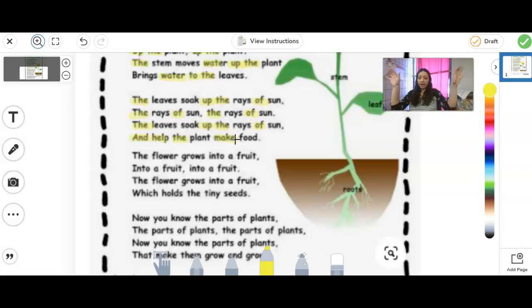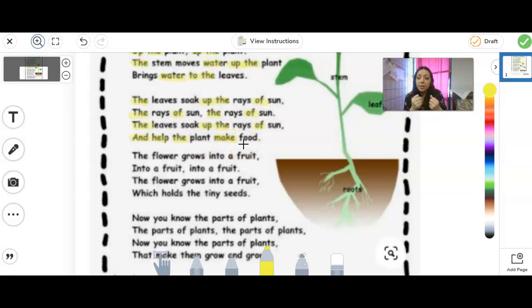Okay. So we're at our leaves now is where we're going to start. Ready? So the leaves, and let's see this word we read in the second part, soak up the, it's got that AY, so rays of sun, the rays of sun. The leaves soak up the rays of sun and help the plant make food.